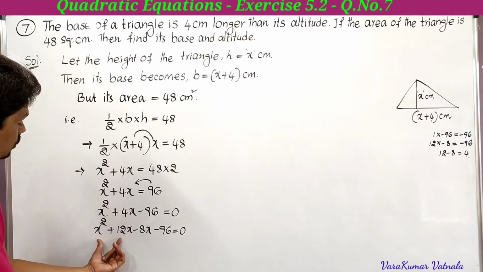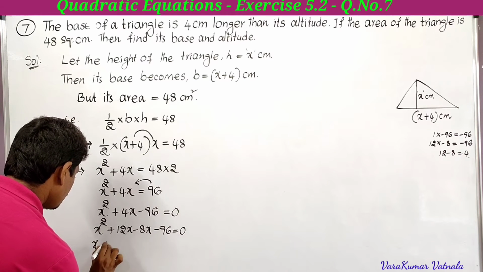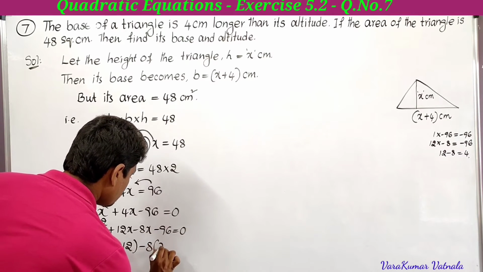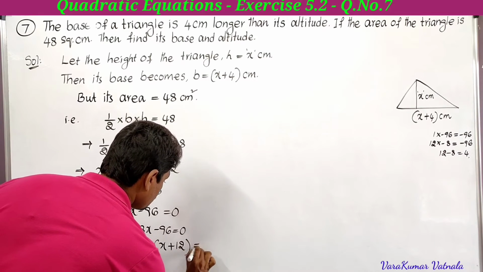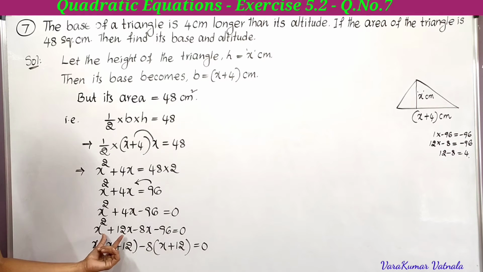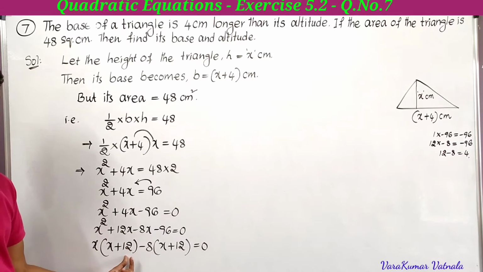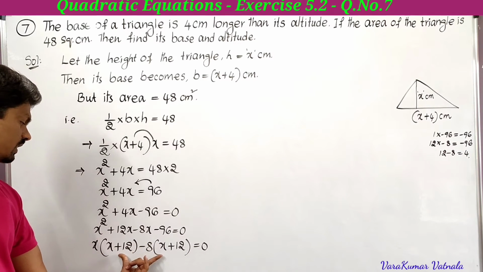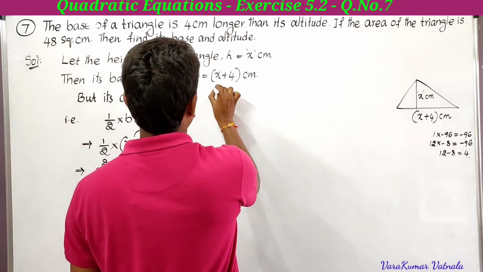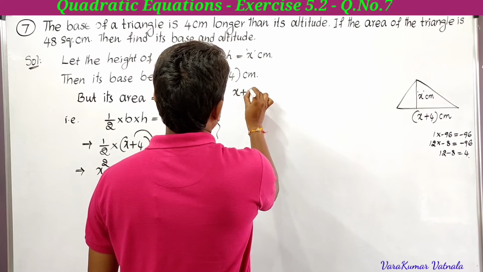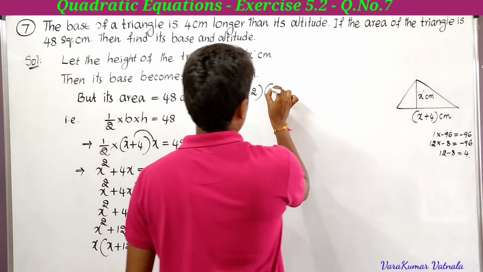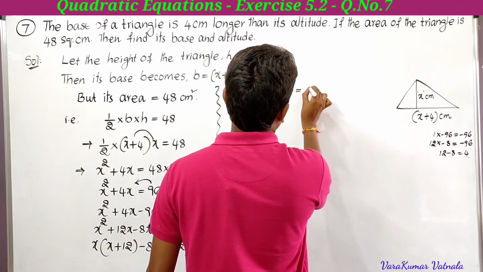So now in these two, x is common. So take x as common. What we get here? x plus 12. So in these two, minus 8 is common. So here also we get x plus 12 equal to 0. So just in the first two terms, I have taken x as common. In x square, x is common, 1x will be. In 12x, x is common, plus 12 is there. In these two, minus 8 is common. Here x is there and plus 12. So totally we get x plus 12 is common. If you take x plus 12 common, here x is there, here minus 8 is there. So x plus 12 into x minus 8 equal to 0.